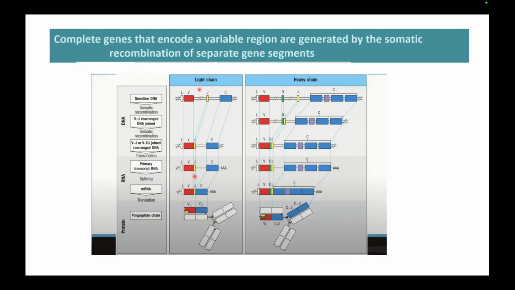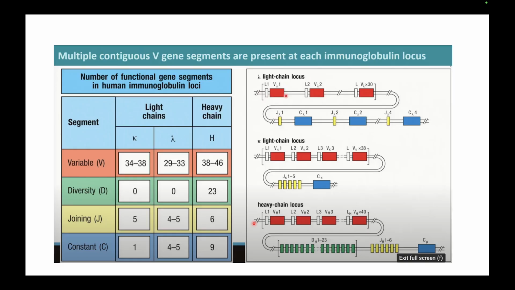And here you can see after the translation, the conformation of the protein is arranged in such a way that this J domain and the V domain come here on top, where the antigen binding site is present. Here you can see the variable region of the heavy chain. In the antigen binding site, this DJ region is coming. So these are the recombination events.